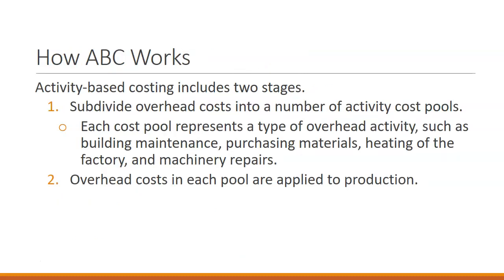So first, we divide the amount of total overhead costs into a number of activity cost pools. So we might have repairs as one cost pool, and building maintenance as another cost pool. Machine setups is a cost pool. And then we divide up which overhead costs go into which cost pool.